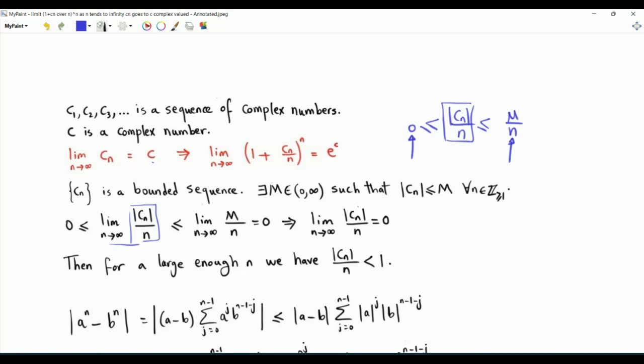The limit is 0. It means that this quantity can be made arbitrarily small by choosing a large enough n. So for a large enough n, we have the magnitude of Cn divided by n is less than 1. There is a threshold such that if n is greater than or equal to that threshold, the magnitude of Cn divided by n will be less than 1. In fact, it can be made less than any arbitrary positive number. We will choose this number to be 1.